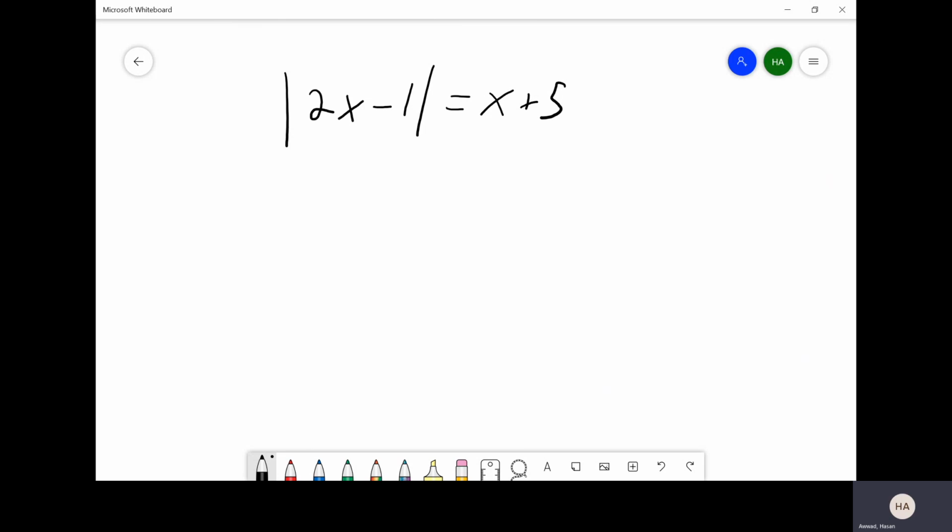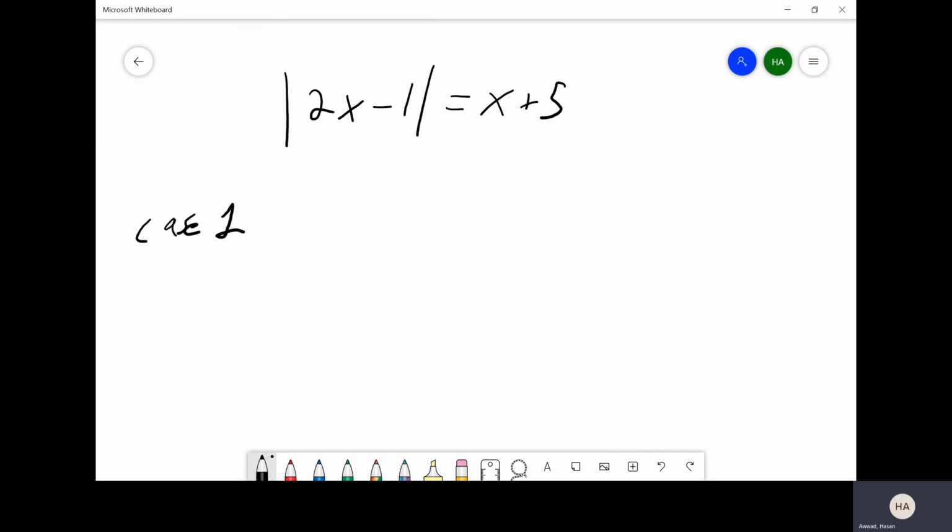What has our method been so far? Our method is we make two cases. We have one case where we just drop the absolute value and the equation is entirely untouched otherwise. And then we have our second case where we drop the absolute values, but the right side, the side that didn't have absolute values, gets negated, right? So we're going to do that all over again.